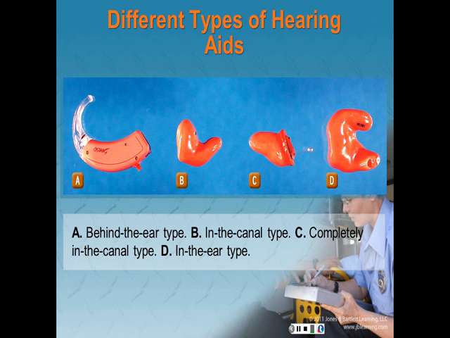This slide shows different types of hearing aids. A is the behind-the-ear type on your left, the next over to your right, B, is the in-the-canal type, C is the completely in-the-canal type, and D is the in-the-ear type.